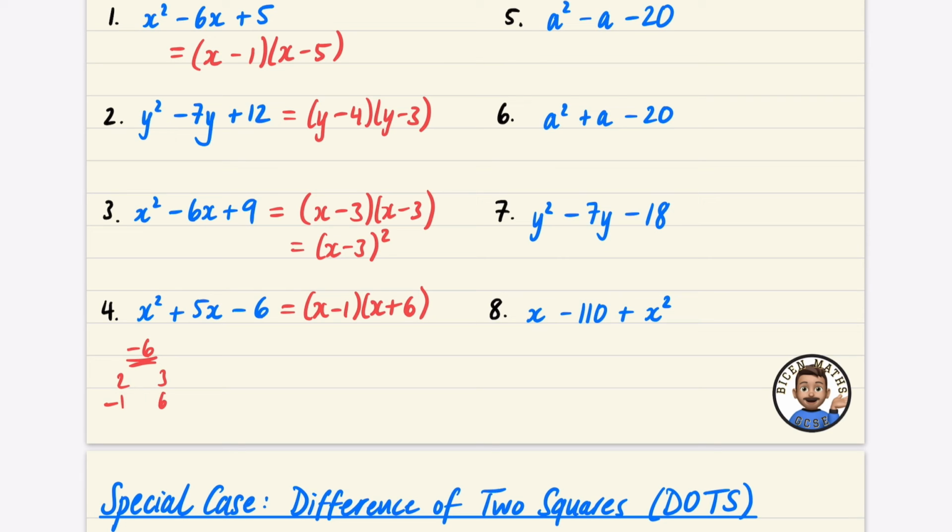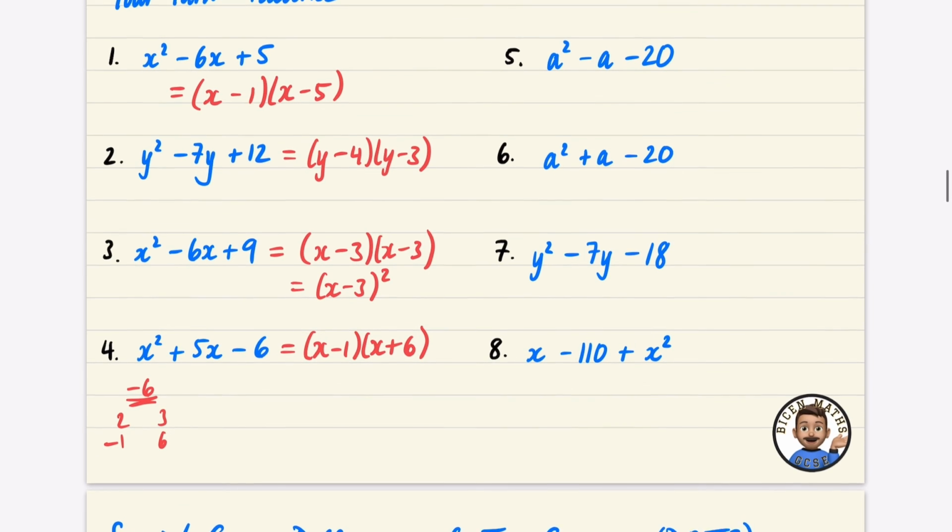I don't often write out all the combinations. I think, okay, well, if I'm subtracting, this one would have something to do with 1, and this would have something to do with 5. Great, I'll put the negative over there to make it positive 5x when I add them.